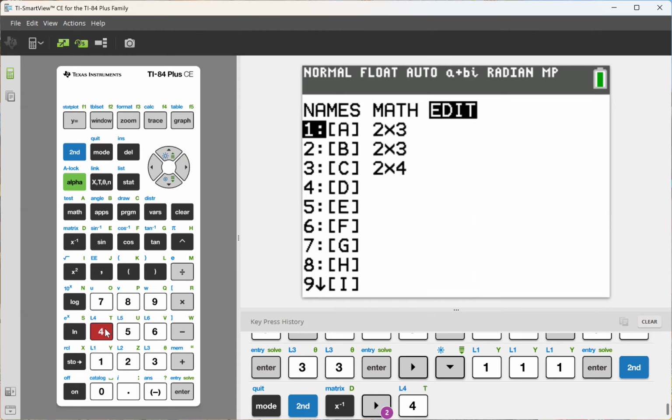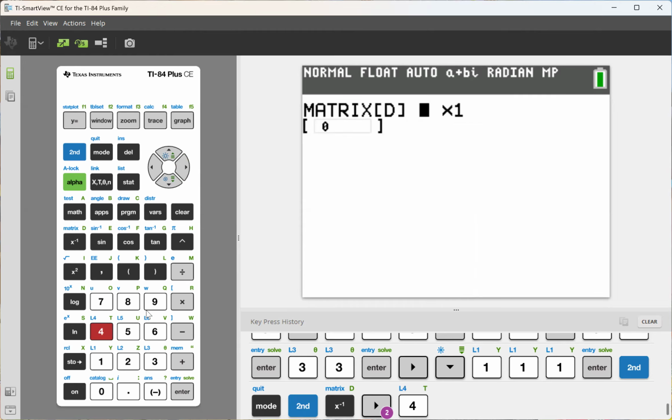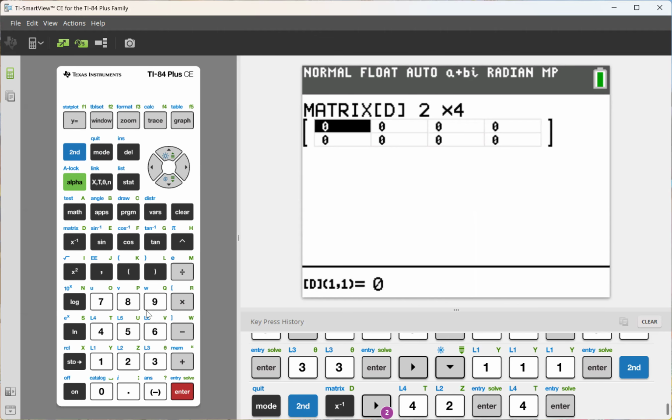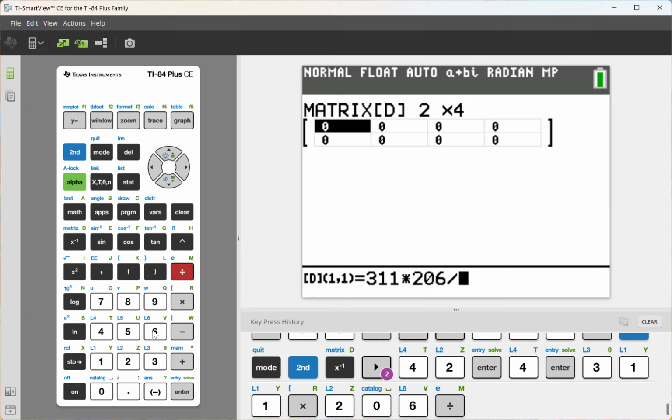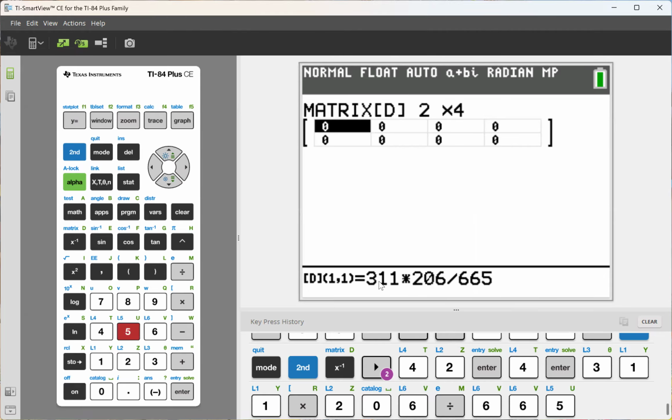So I'm going to edit number 4. And again, it's 2 rows and 4 columns. And we are going to calculate those. All right, so that first row, first column, we're going to take the row total, which was 311. We're going to multiply that by the column total, which was 206. And we're going to divide that by the total, which was 665. So row total times column total divided by the total number in the table.